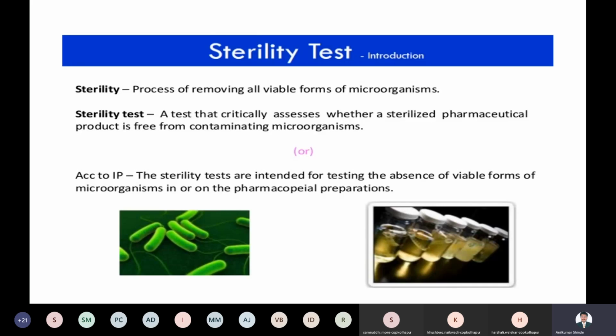So sterilization, as you know, I think you have already covered the sterilization process. Yes, have you covered this? Hello, hello.